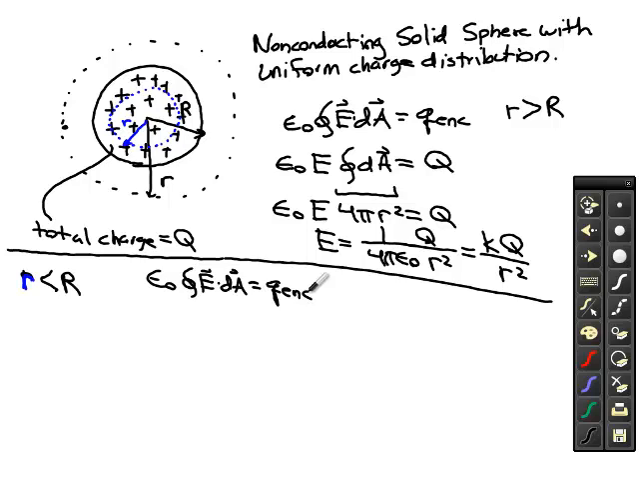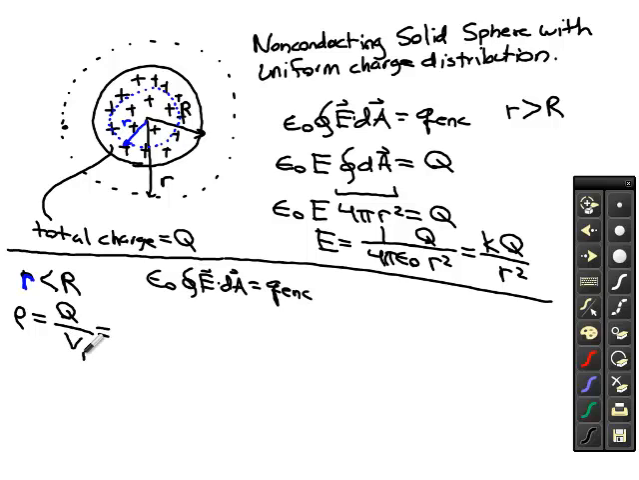Remember, volumetric density is going to be rho, which is the total charge divided by the total volume. Or it can be a piece of the total volume encloses a piece of the total charge, and that should give us the same answer.